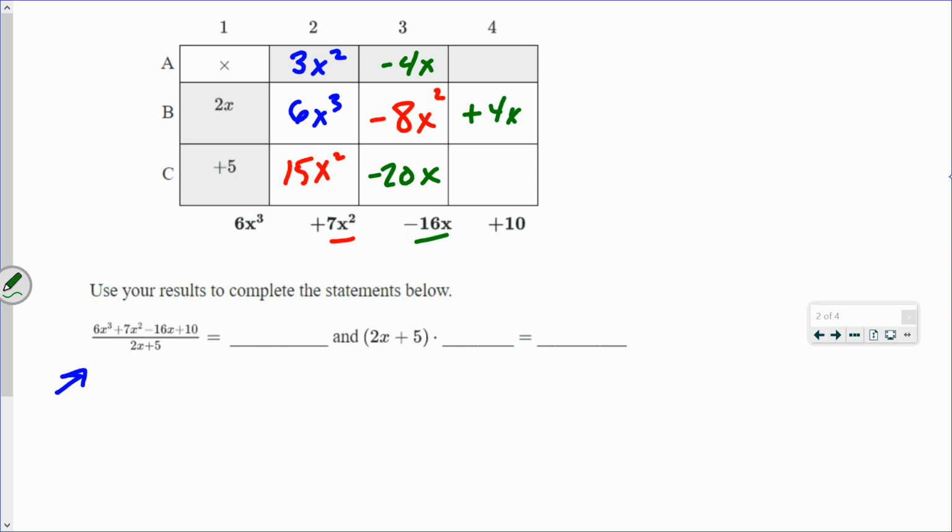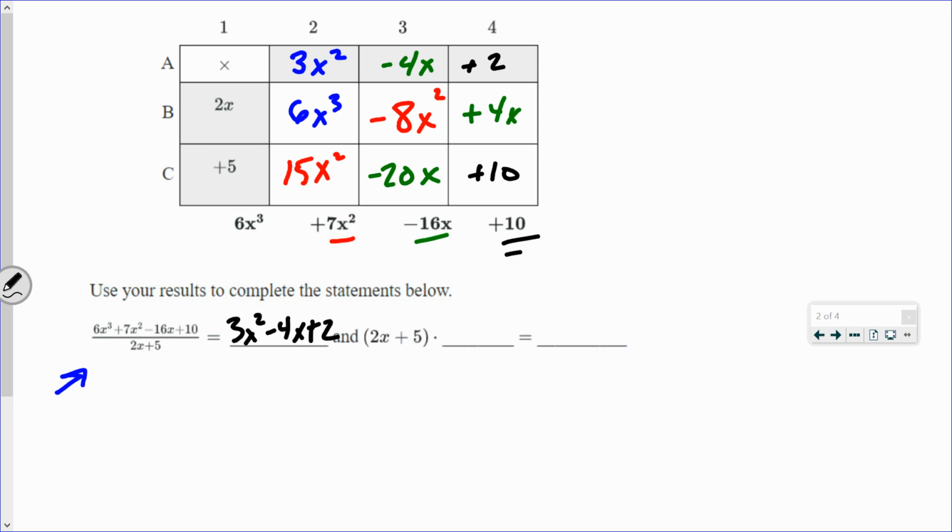And then we'll go back to black here. I'm thinking, what do I multiply 2x by to get 4x? Just a positive 2. And then I get this positive 10, which is awesome because I know then it divides in evenly. I don't have a remainder. So my final answer then, if I divide this cubic by a linear, I should get a quadratic, and in fact it is 3x squared minus 4x plus 2.